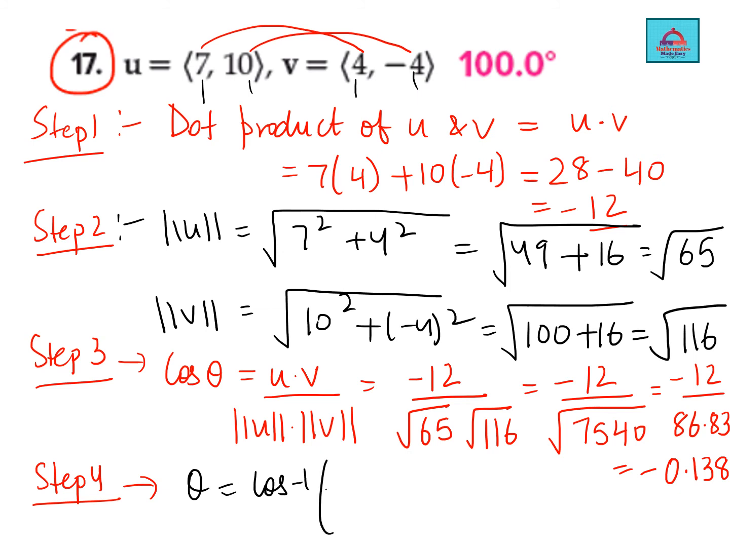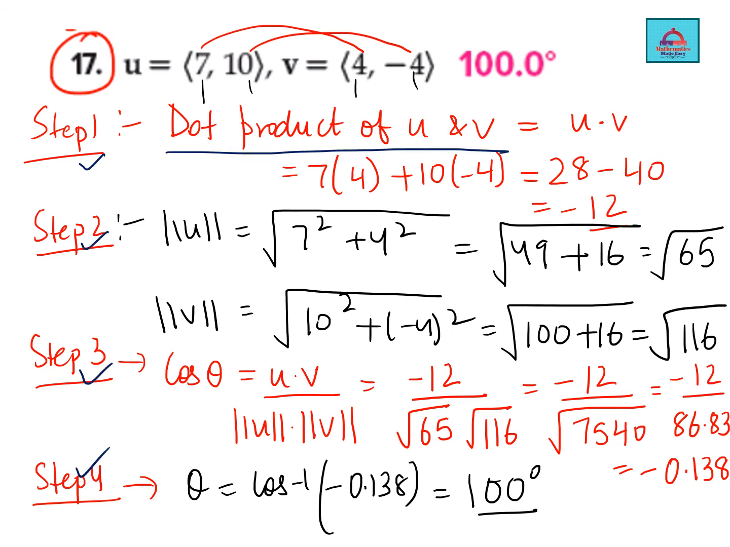Okay, last step would be to take the inverse. So this is cos inverse of negative 0.138. So let's take the inverse and get what we get. Use your calculator, use the inverse function to get the angle, and when you see, this comes out to be 100 degrees. So that's your answer. So remember the steps that we are following, step 1, 2, 3 and 4. First you do the dot product, then you calculate magnitudes, then you put it in this formula for the angle, and then you take the inverse of the angle. So get your answer.